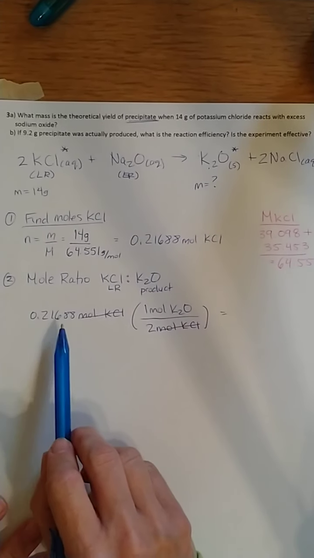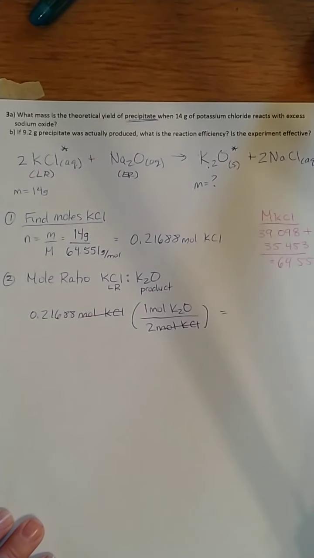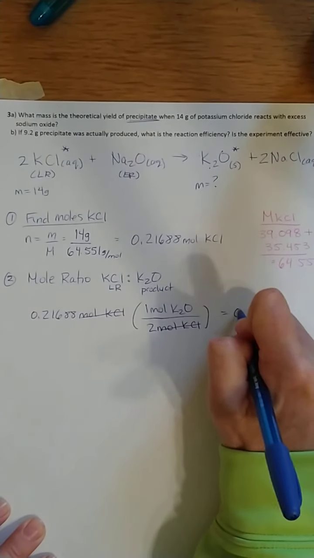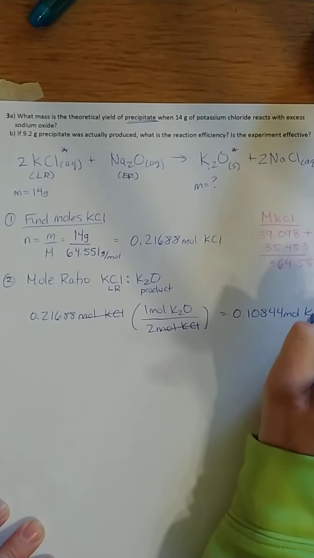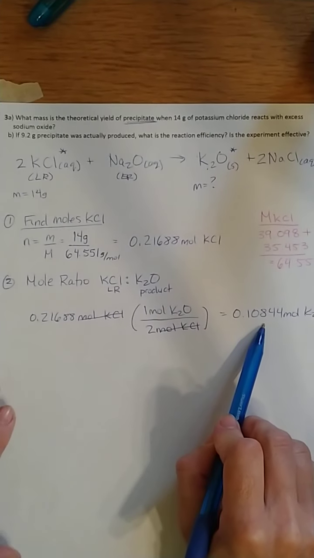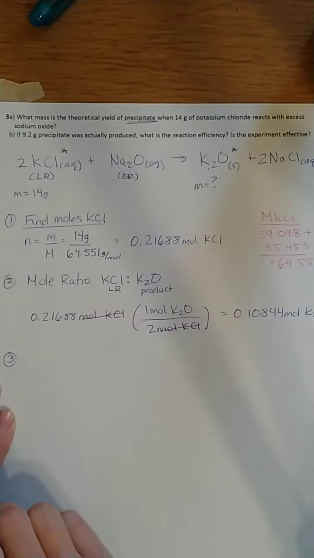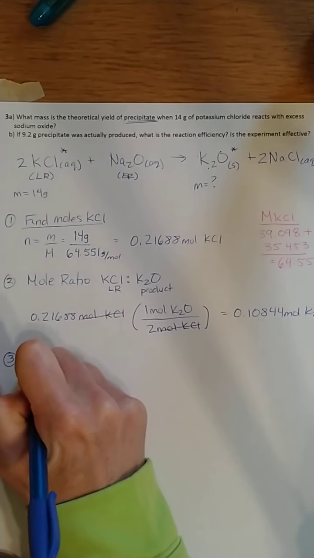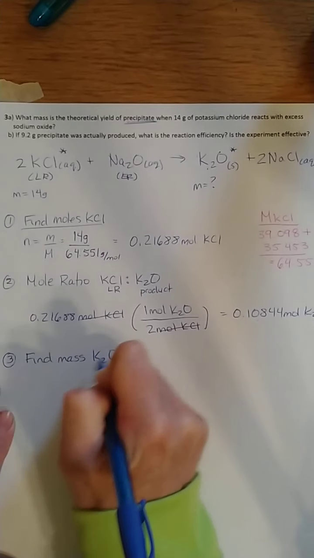So we're going to take this number already in your calculator from up here, multiply it by 1, divide by 2, and you will get 0.10844 moles of K2O. So we've just converted moles of LR into moles of product. We don't want it in mole form because we can't measure that or picture that, so we want to find the mass. So we're going to find our mass of K2O.